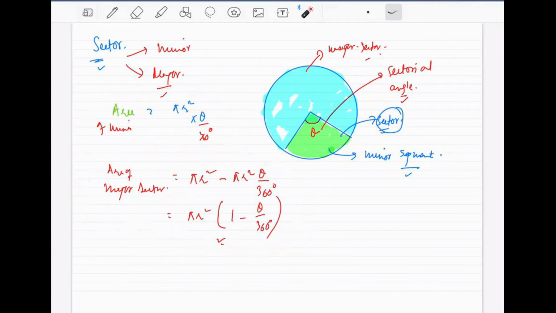We have already done some calculations related to the area of the minor sector. So I want you all to copy this. Take some time, copy this, okay?